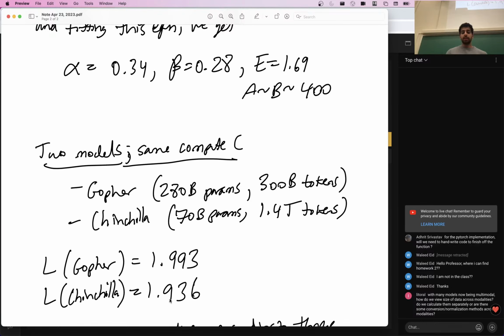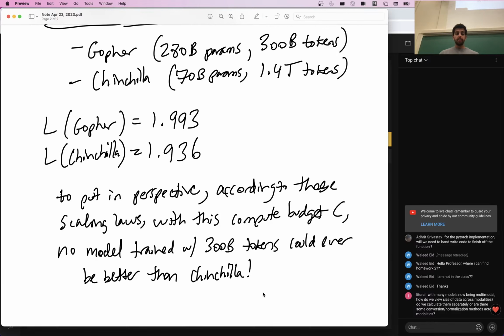Their experiments show that this model, Chinchilla, is actually much better than Gopher across many downstream tasks as well, not just the perplexity. They also say in their paper that based on their scaling laws, with this compute budget, no model trained with 300 billion tokens could ever be better than this Chinchilla model. So you would need to increase your compute budget by a lot before you would get a 300 billion parameter model that would outperform this small 70 billion parameter model.